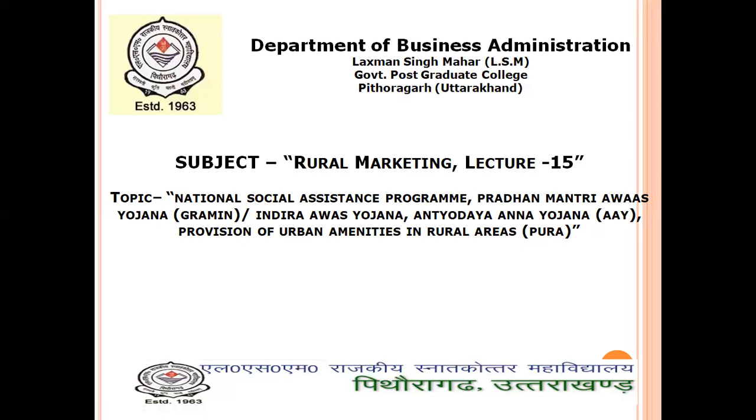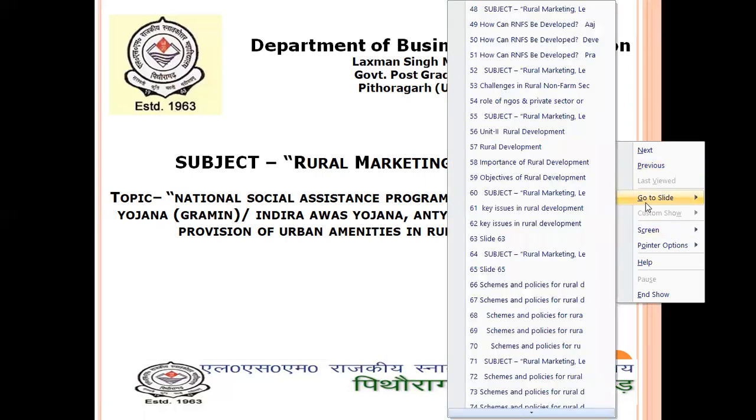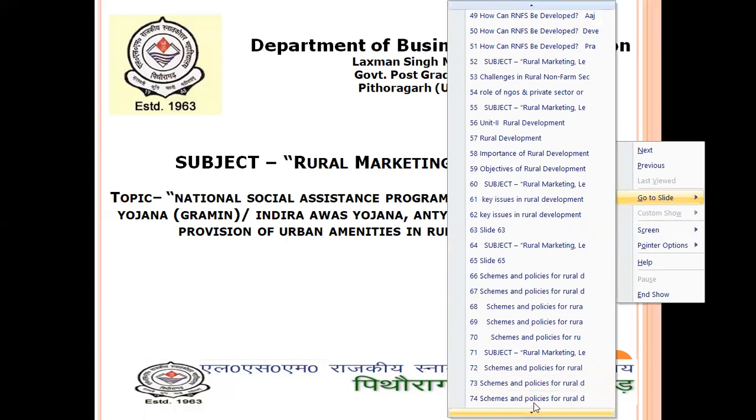So National Social Assistance Program is a centrally sponsored scheme by Government of India that provides financial assistance to elderly, widows, and persons with disabilities in the form of social pensions. Let me go to that slide.